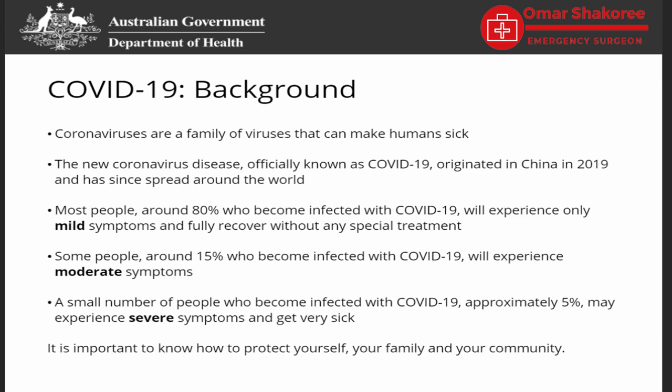So, background of this virus. Coronaviruses are a family of viruses that can make a human sick. The new coronavirus disease, officially known as COVID-19, originated in China in 2019 and has since spread around the world. Most people, around 80%, who become infected with COVID-19 will experience only mild symptoms and fully recover after this infection. Some people, around 15%, who become infected will experience moderate symptoms, and only about 5% will develop severe symptoms and get very sick. It's important to know how to protect yourself and your family and your community.